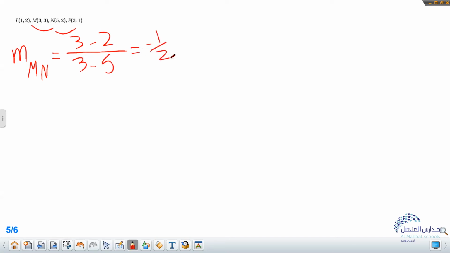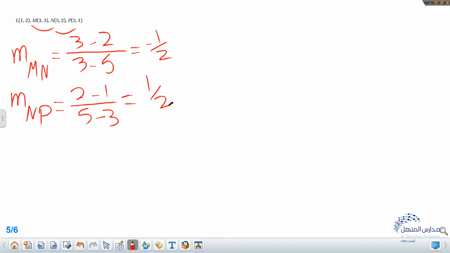L, M, N, P. Okay, first you can check whether this figure is a rectangle or square by using any two adjacent sides. So you will find the slopes of them. For example, I will select MN and NP. The slope of MN equals 3 minus 2 over 3 minus 5. It will be 1 over negative 2, which is negative 1 over 2. And the slope of NP equals 2 minus 1 over 5 minus 3. It will be 1 over 2.